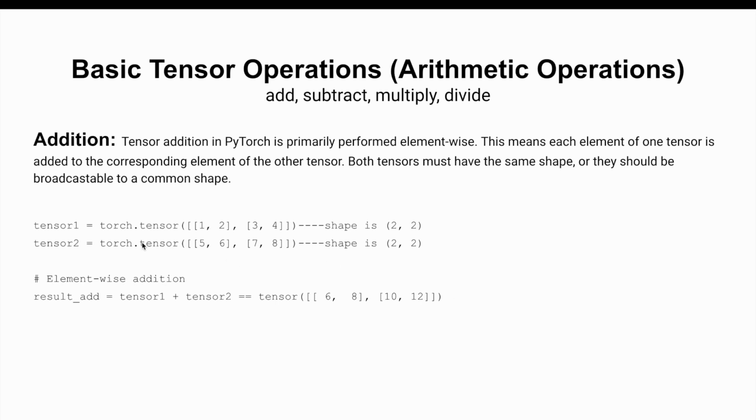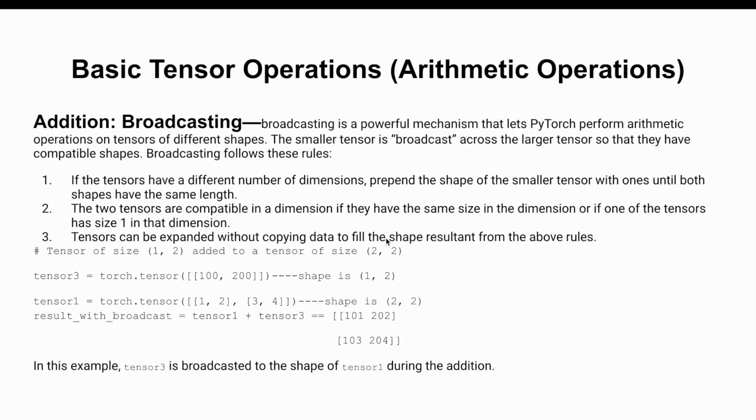And then we go to the next one. That's how you can do element-wise addition for tensors. And for this to work, both tensors that you are adding should have the same shape. 2 by 2, 2 by 2. That's addable.